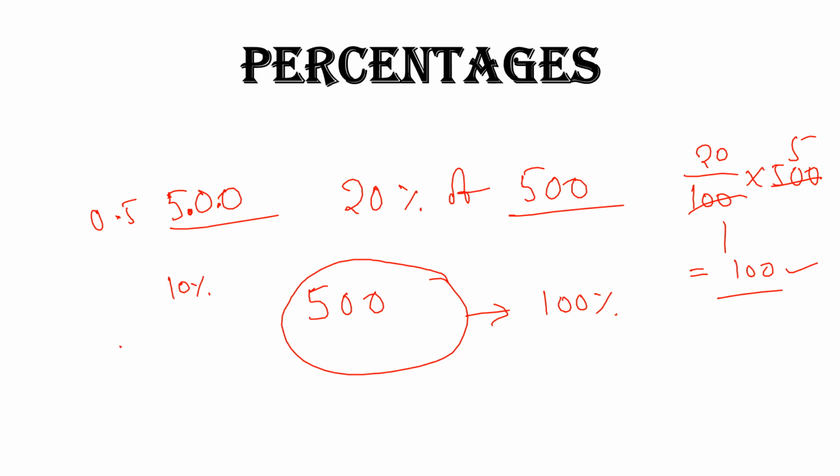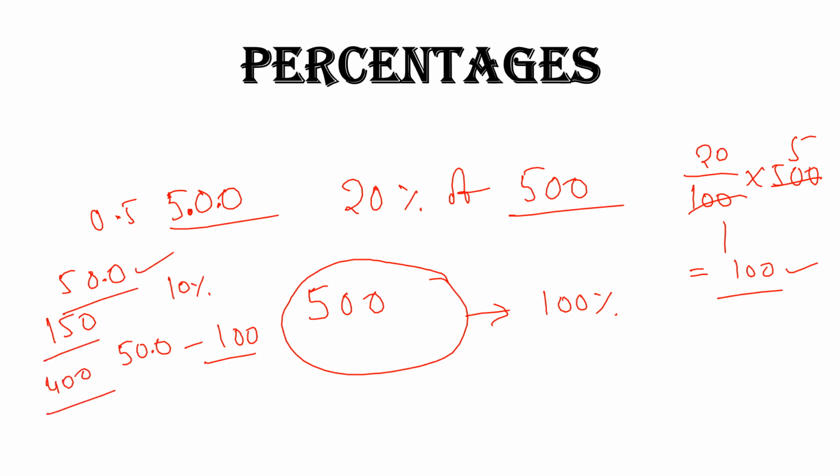So let's see. What is 20% of 500? 50 means 10%. Again 50, 10%, but we need 20%. Then 50 plus 50, 100. So directly you can say, after saying 500, if they want 30% of the given number, 10% means 50, 30% means into 3, 150. If they want 80% of 500, 10% means 50, 80% means 50 into 8, 400. Got it? Like that, we can calculate whatever percent they give.